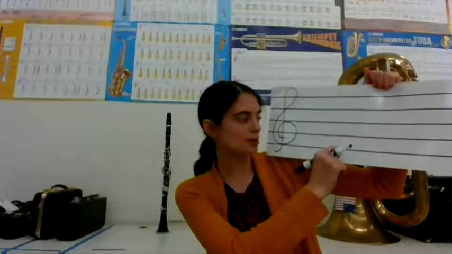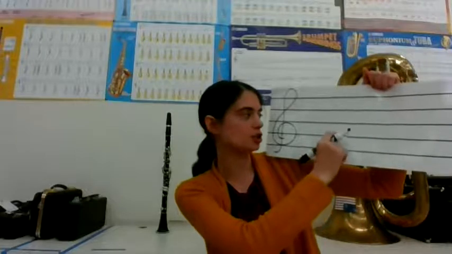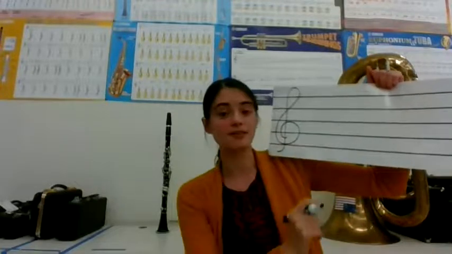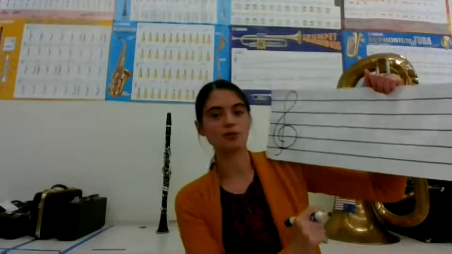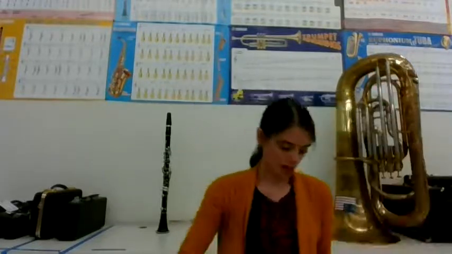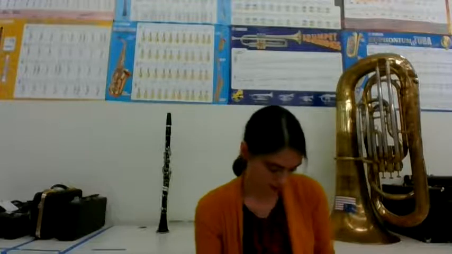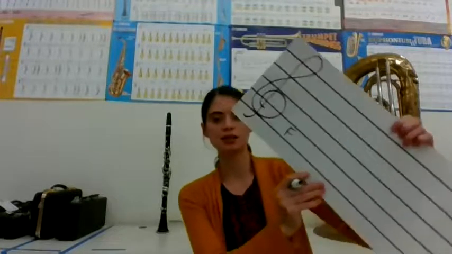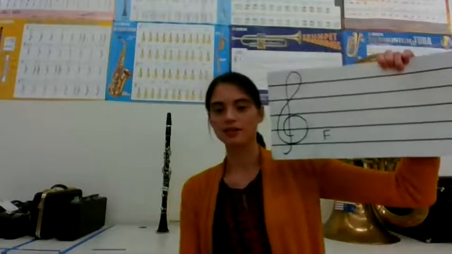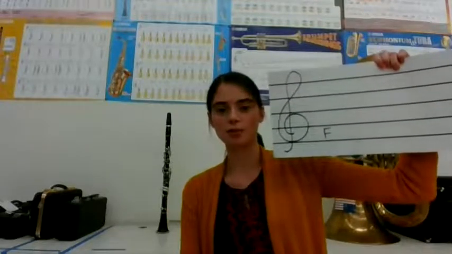We talked about those lines, how there were 1, 2, 3, 4, 5 lines, but there's also spaces. The spaces are in between the lines. So if I start at the very bottom, my first space is the letter F in music, and this is in the treble clef.